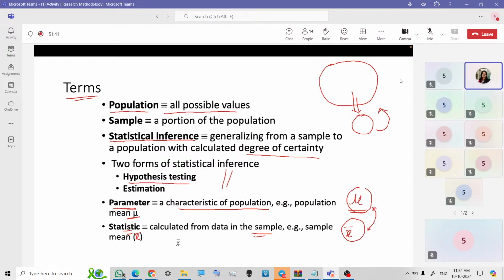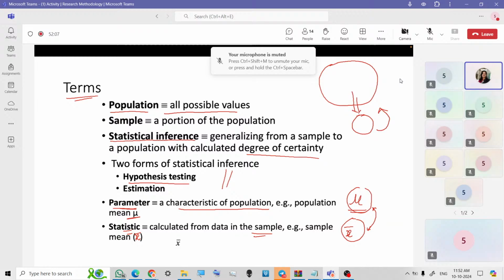So let's go into detail on how hypothesis testing actually works. These are a few terms which are very important to understand to start with the testing part. The first is called the population, where we have all possible values. A sample is basically a portion of the population. It's just a representative subset of a population.